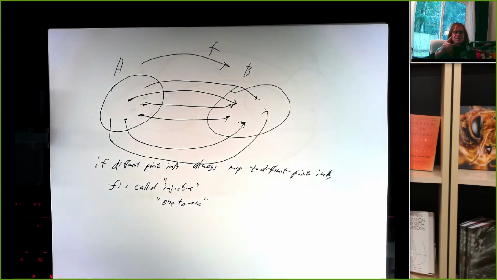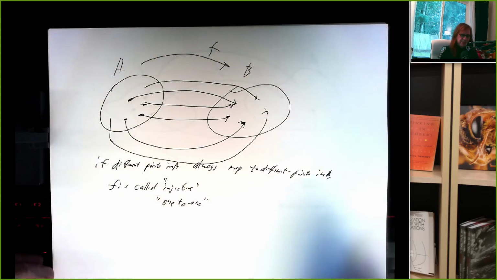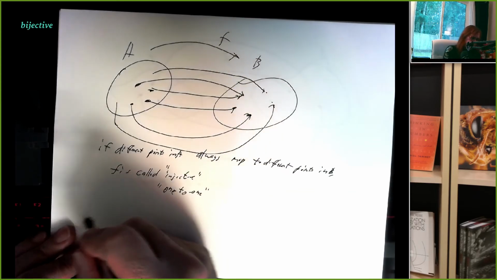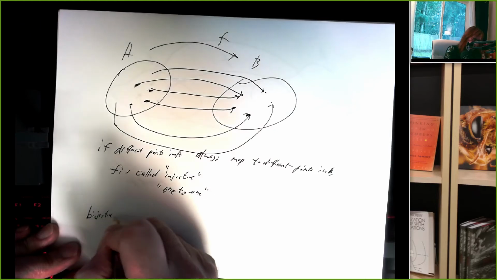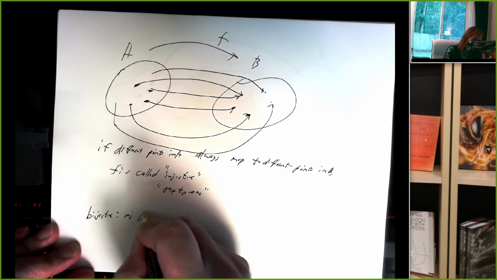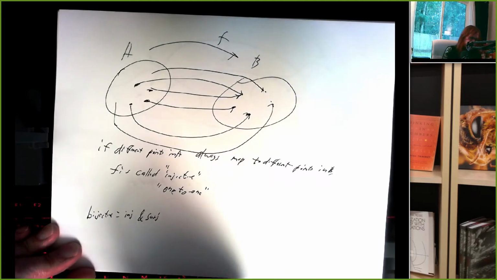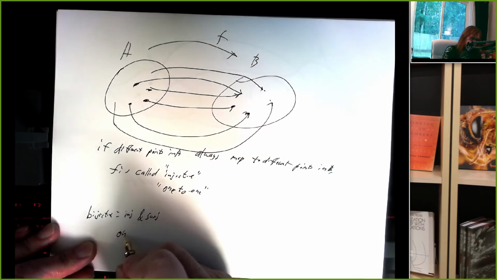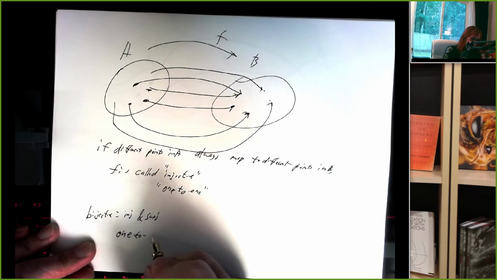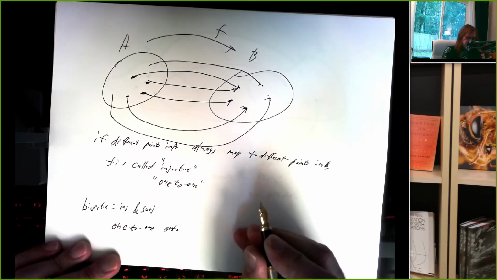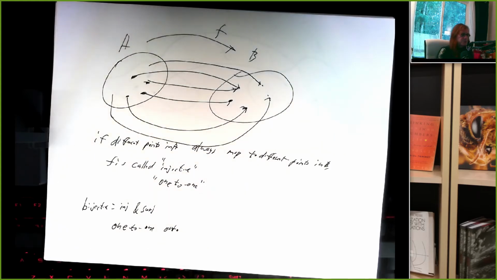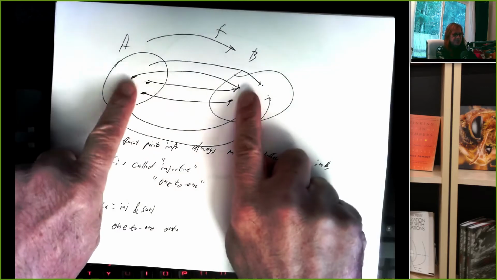If a function is injective and surjective, it's called bijective. So it's injective and surjective. It's also called one-to-one and onto. And it's also sometimes called a one-to-one correspondence. So everything here corresponds to something there and vice versa.